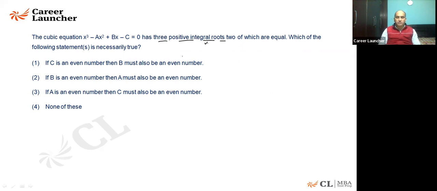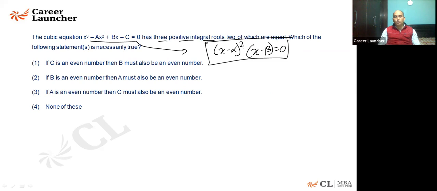Which of the following equations is necessary? I know if I try to expand this equation, this will come out to be x minus alpha whole square, and one will be x minus beta, is equal to 0. This is how you can write it, because there are two integral roots and both of them are the same. And of course, alpha and beta are positive values.